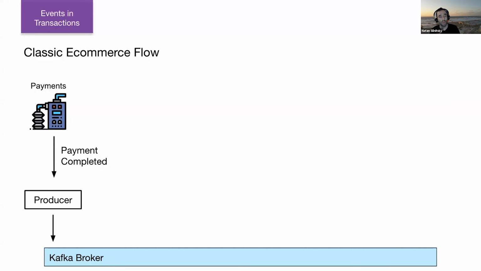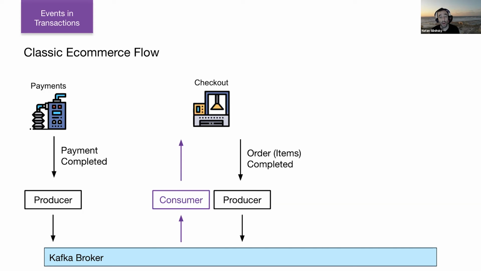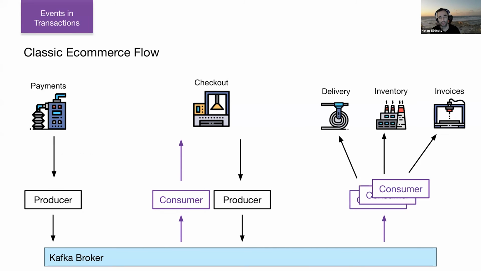So we can go back to our classic e-commerce flow, and we have a payment service, and it wants to announce that payment has completed, so it produces it to Kafka. Now we have our famous checkout service. It consumes the fact that payment has completed, and now it wants to announce to the world that the order of the checkout has completed, enumerating all the items that are part of this order.